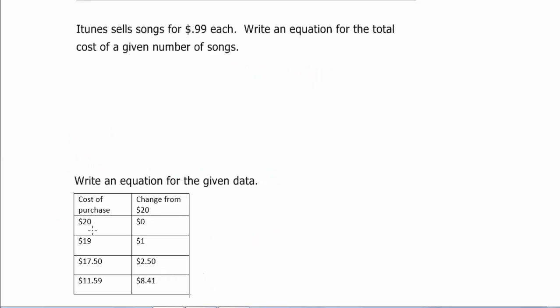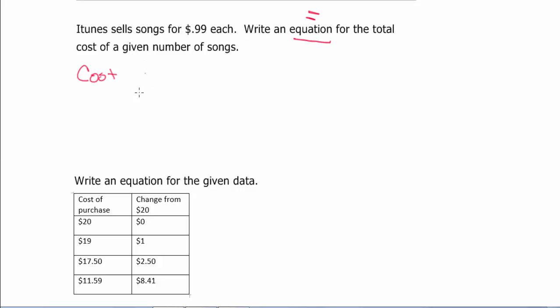Okay, few more. So, iTunes sells songs for 99 cents each. Write an equation for the total cost of a given number of songs. So in your notes, you don't have to write this word for word, but you do need to write something like songs for 99 cents each, equation for total, so you know what it was asking, okay? So we have cost, and it says write an equation, so we know we're going to have an equal sign in there.